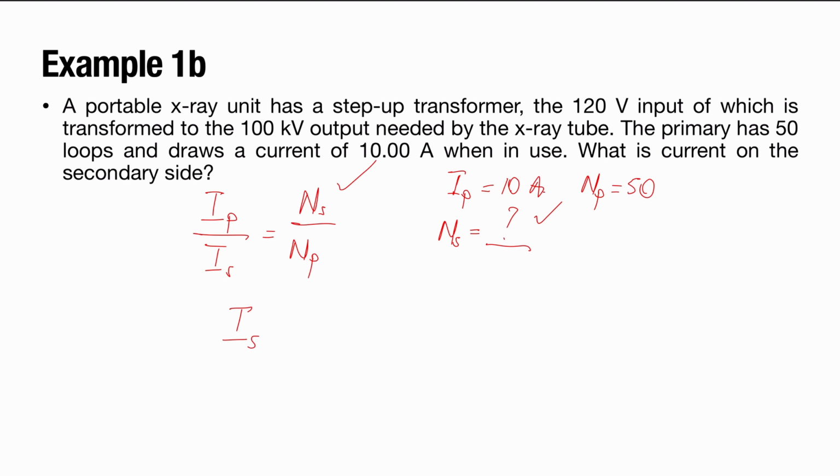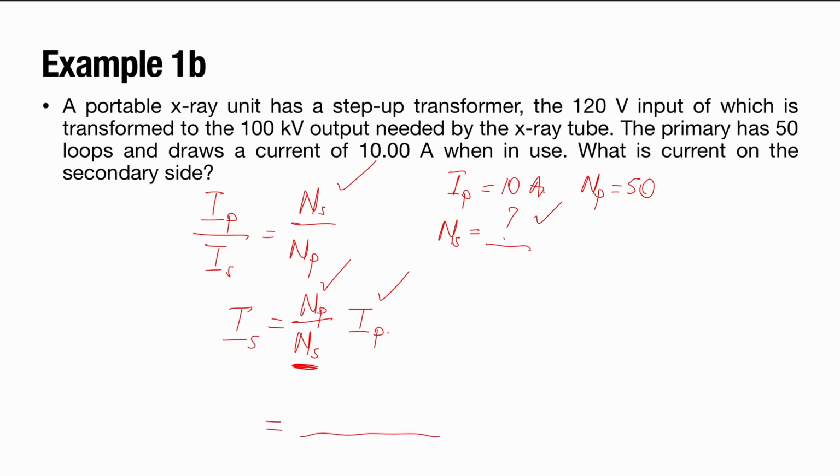You will observe that the current on the secondary side is going to be less than the current on the primary side. Let me reshuffle this formula to streamline things for you. Is equals Np over Ns times Ip. Ip is 10, Np is 50. Ns is to be determined. So also in the comment section, post what you find.